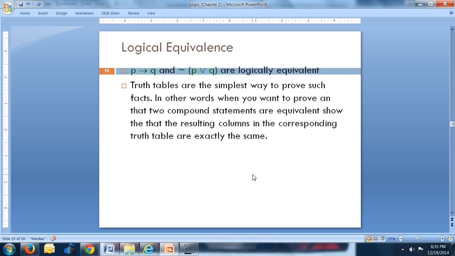And some other examples. Now, if B then Q and not B or Q are logically equivalent. We can prove that by constructing the truth table for not B or Q, and the truth table for if B then Q, and we'll find that they have the same truth columns. That is a way to prove that some compound statement is equivalent to another compound statement.